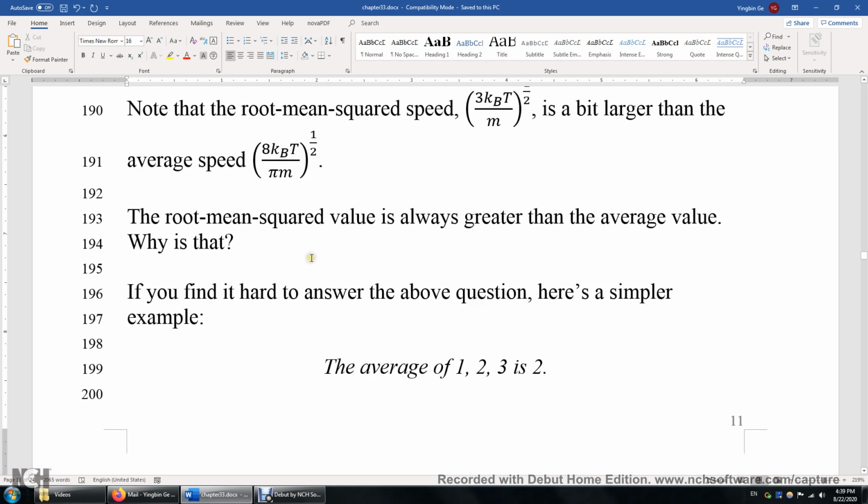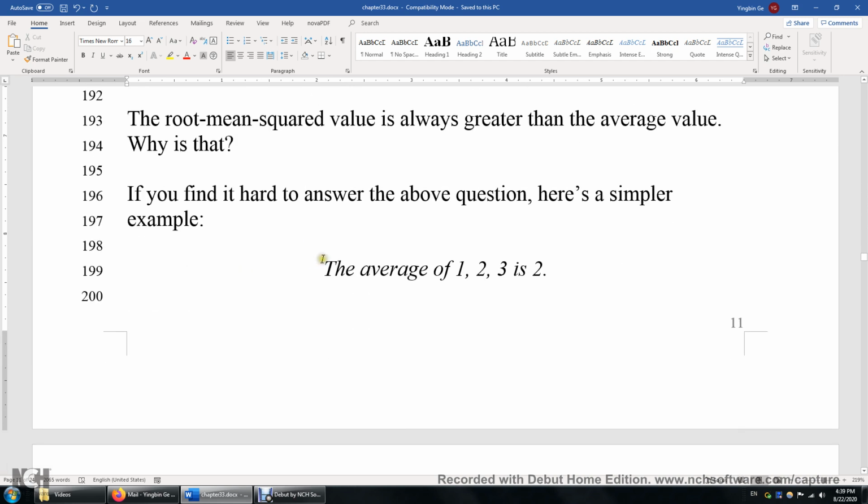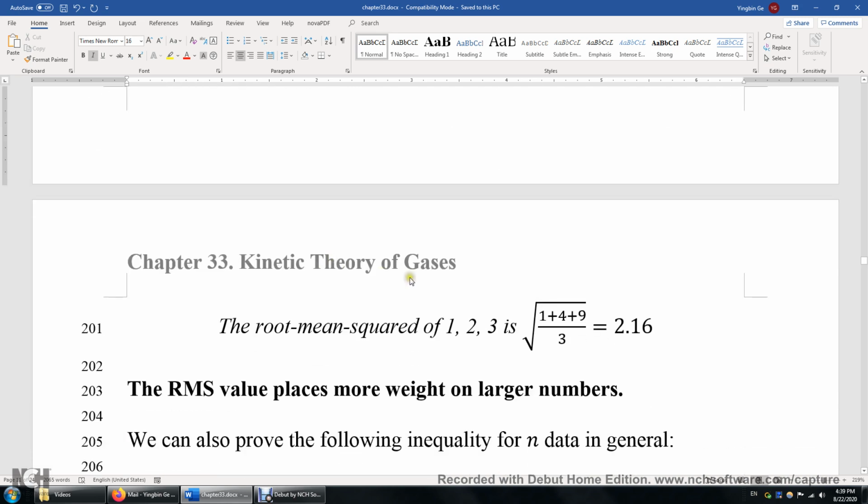Why is that? Let me give you a simple example. Let's say we have only three numbers, 1, 2, and 3. The average, of course, is just 2. What about the root mean squared value? Well, in this case, you need to take the square root of the sum of 1 squared and 2 squared and 3 squared, over 3. The result is 2.16. It's greater than 2.